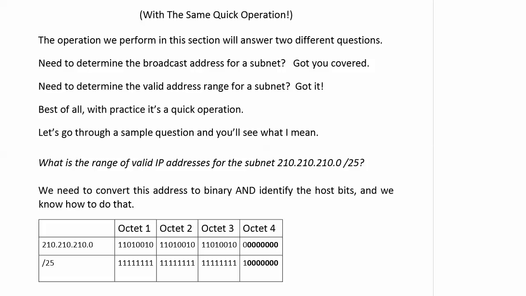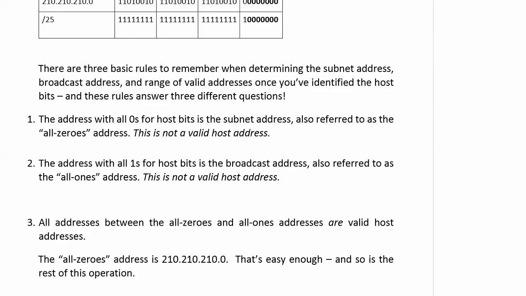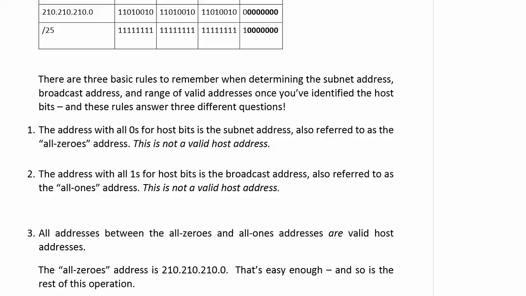There are three basic rules to remember when you're coming up with the subnet address, the broadcast address, and the range of valid addresses. First off, that address with the all zeros, we know this from earlier when we were doing the number of valid hosts, but let's refresh. The address with all zeros for the host bits is the subnet address. It's also known as the all zeros address, and this is not a valid host address. We don't really have to calculate that one because we're given that one. We're told here's the subnet. Well, the number they give us is the subnet number itself, or the subnet address.